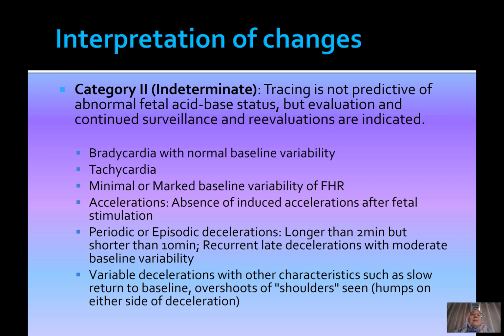So in this category 2 intermediate category belong bradycardias that retain a normal baseline variability, and that happen only once and are not ongoing. A tachycardia also belongs into this category, with minimal and marked baseline variability. Absence of induced acceleration after fetal stimulation. Periodic and episodic decelerations, so longer than 2 minutes but shorter than 10 minutes. Okay, so recurrent late decelerations with moderate baseline variability, and also variable decelerations belong into this, with other characteristics such as a slow return to the baseline, overshoots or shoulders seen, also belong in this category.